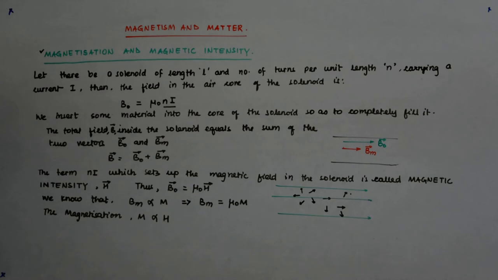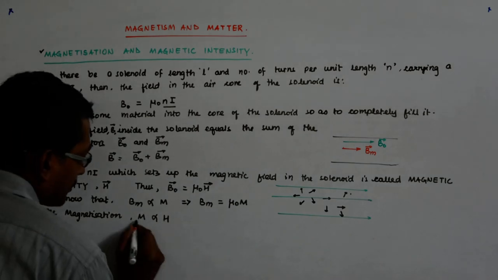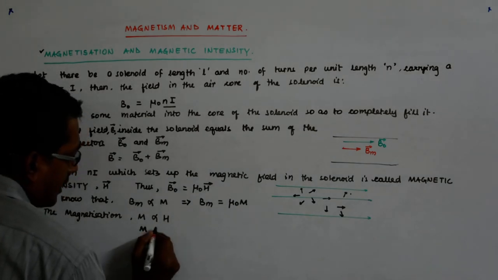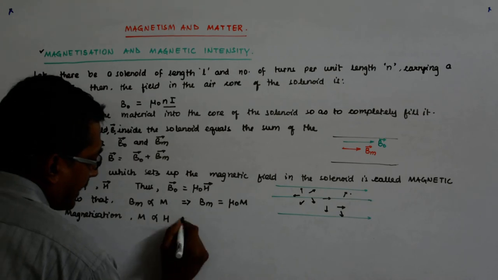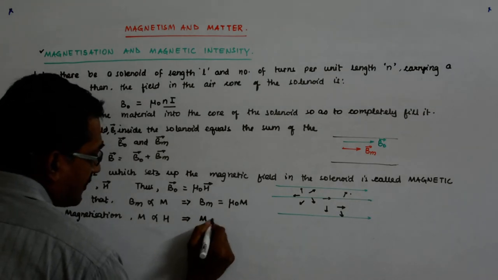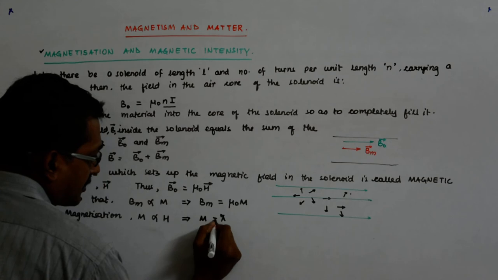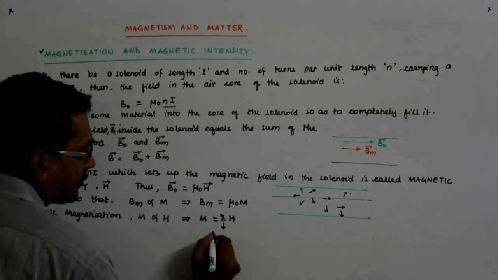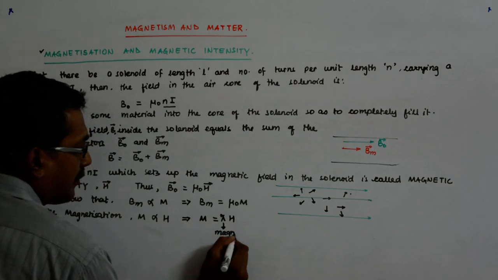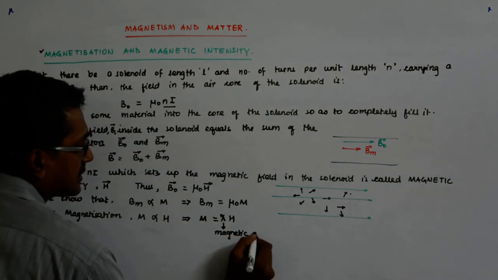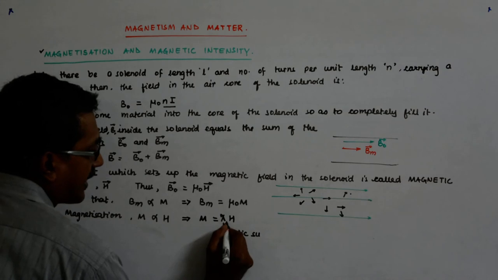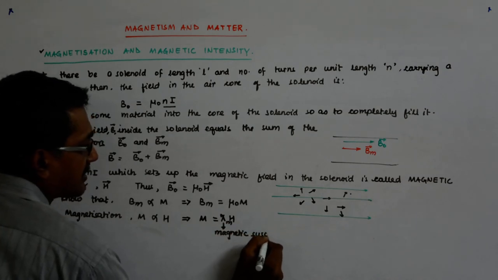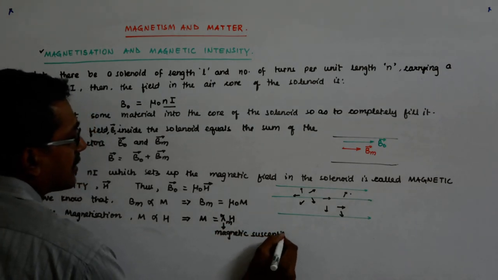And when I remove this proportionality sign, I get a symbol chi, where this chi is called magnetic susceptibility. This is chi M. Susceptibility.